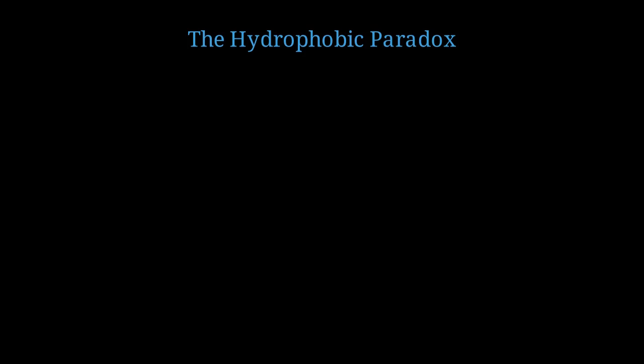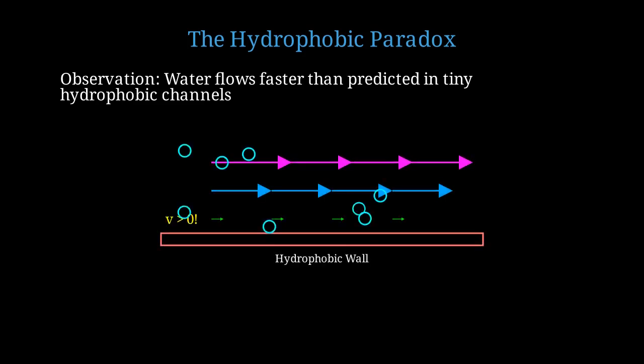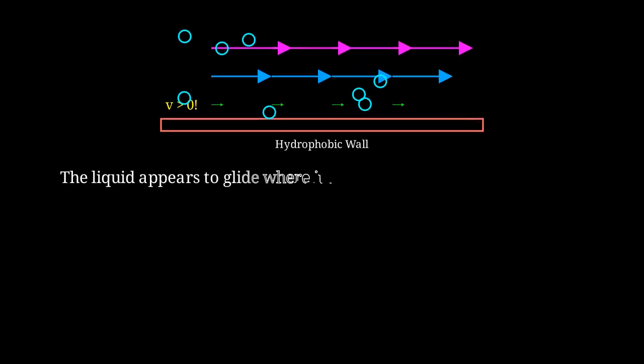In hydrophobic microchannels, something remarkable happens that seems to violate this sacred principle. Experimentalists notice that when water flows through very small hydrophobic channels that repel water, the flow rate is significantly higher than what classical theory predicts. On a hydrophobic surface, the fluid appears to have a non-zero velocity right at the wall. It's as if the fluid is slipping or gliding along the surface instead of sticking to it. The liquid appears to glide where it should stick. This is our paradox. This is the slip flow illusion.